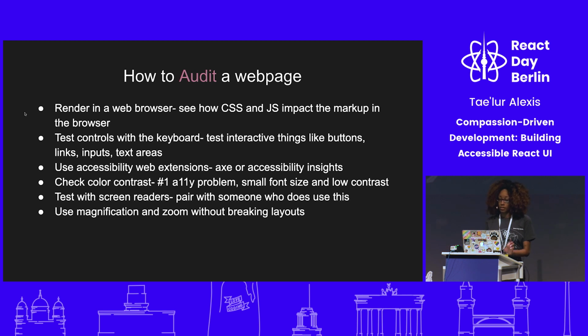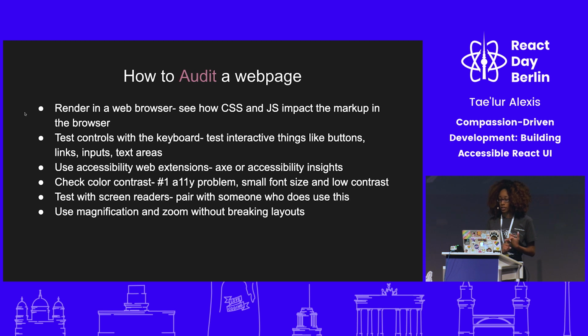And then also there's a little tool which I'll be going over. And Chrome DevTools for the color contrast as well. And then testing with screen readers. A good tip is to pair with someone who does use screen readers, because they are able to provide the perspective that you need that you may not have. And then using magnification and zoom without breaking layouts. Those are all the things that you're looking for when you are auditing a web page.